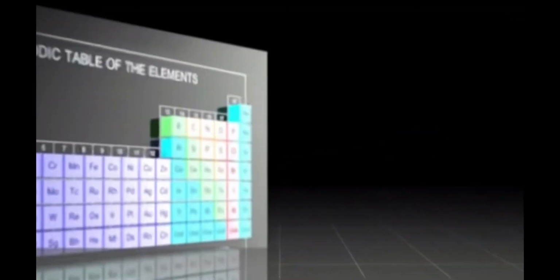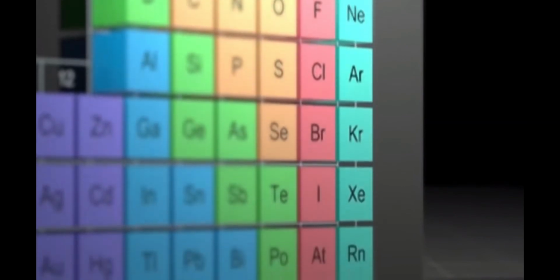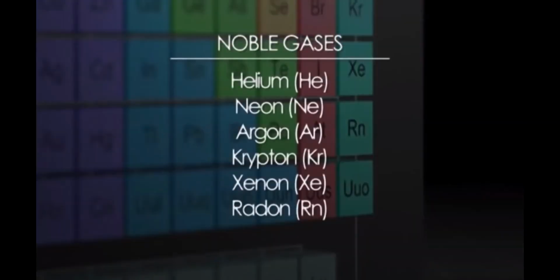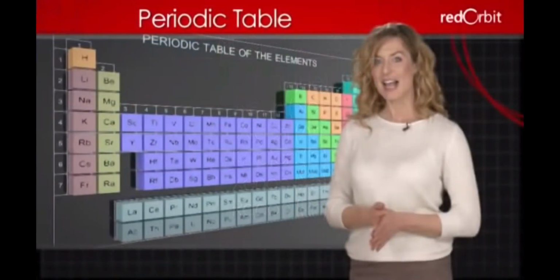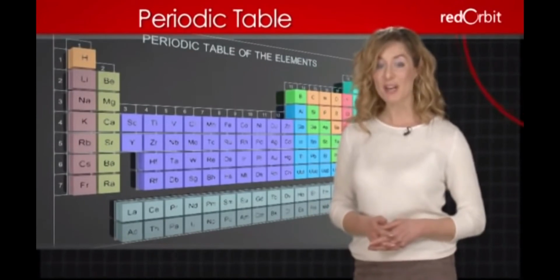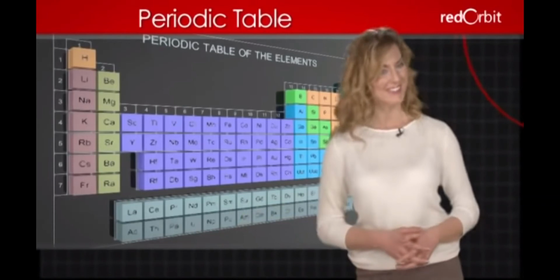For example, the last column, which contains elements such as helium, neon, and argon, are called the noble gases. These gases are inert, which means they don't react easily with other elements. As more elements are discovered in nature or synthesized in laboratories, they're placed in the periodic table. Who knows what the periodic table of the future will look like?